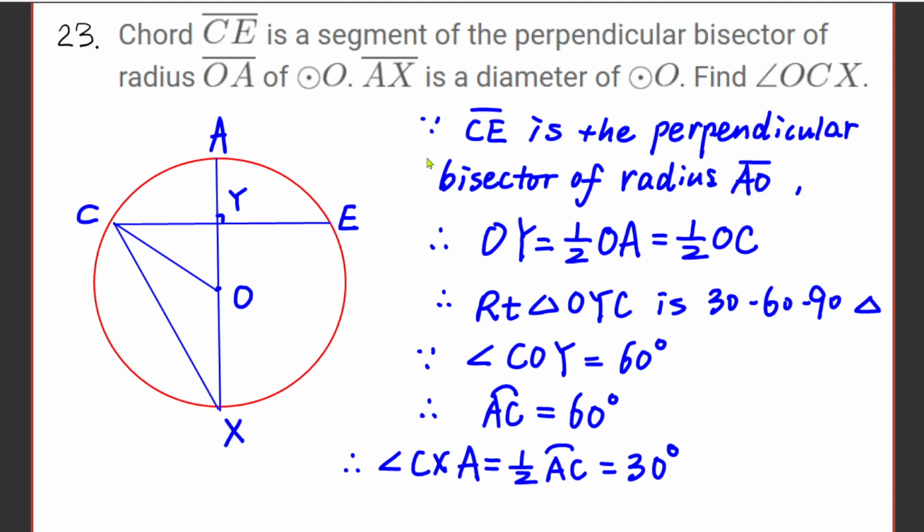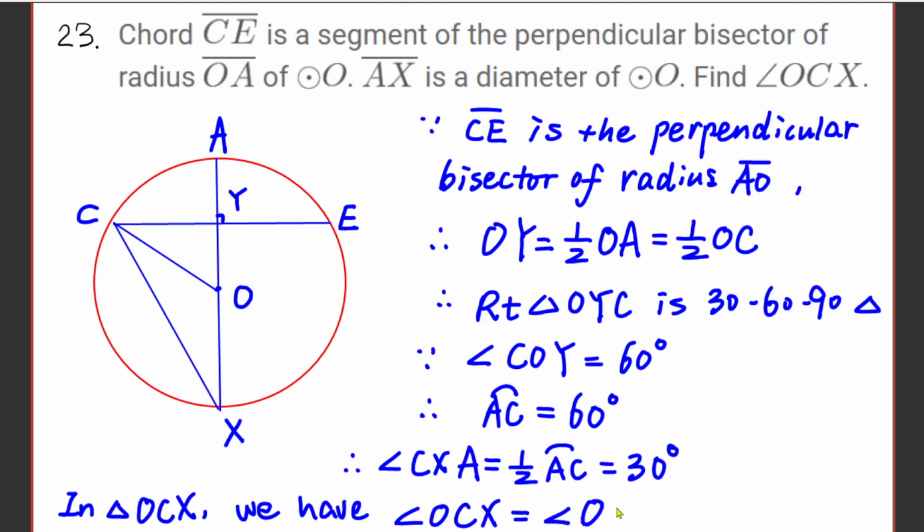From the isosceles triangle OCX, we have angle OCX equals angle OXC, which equals 30 degrees, right? So in that way we can solve angle OCX. Okay, again, have a look at the solution here. Any questions, just let me know, okay? So basically these are the solutions to all of the questions for topic 12.